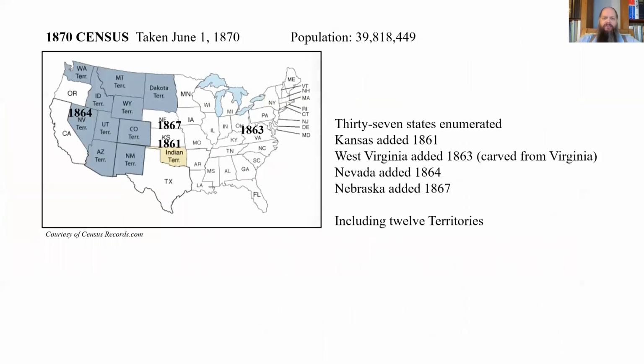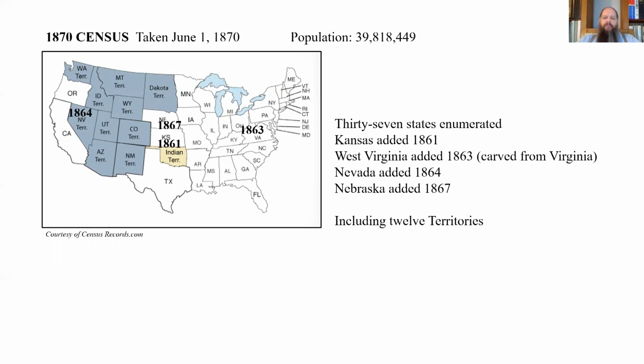The following census is 1870. The 1870, like the previous two, was also taken on June 1st of 1870. You can see the population grew immensely. The reason was very simple. The end of the Civil War brought newly freed African Americans now to the voting block. They would now be given the right to vote.